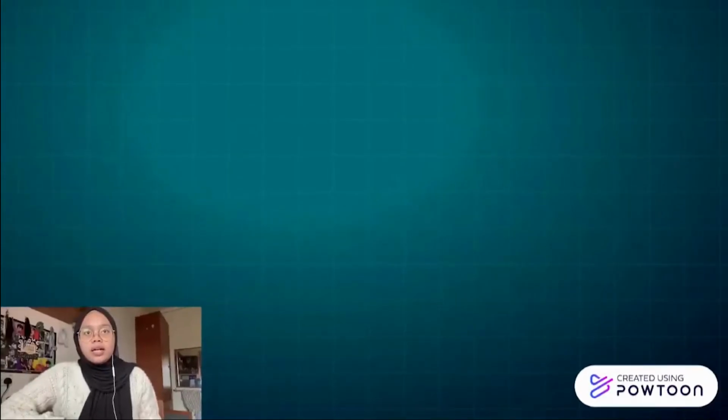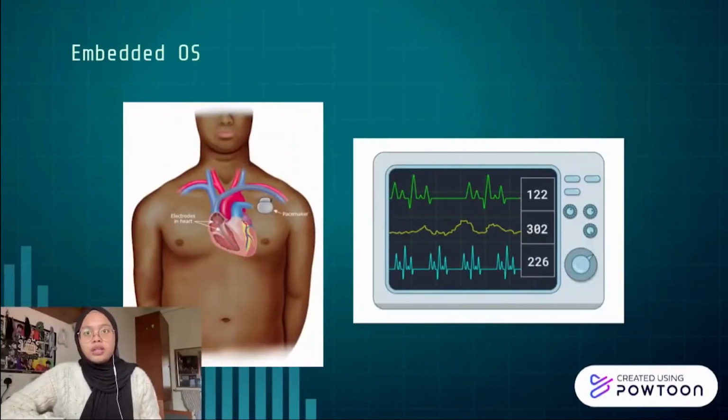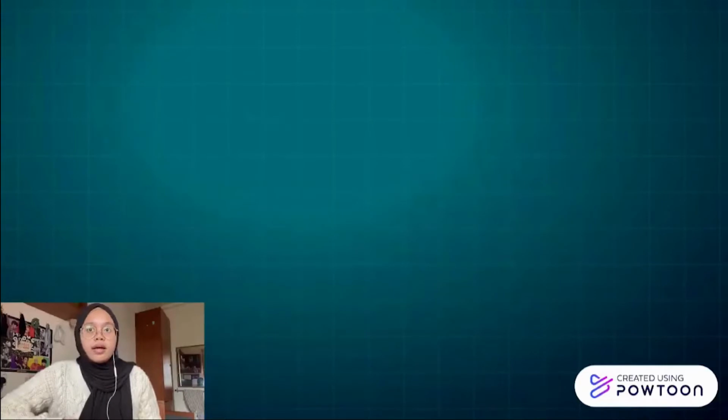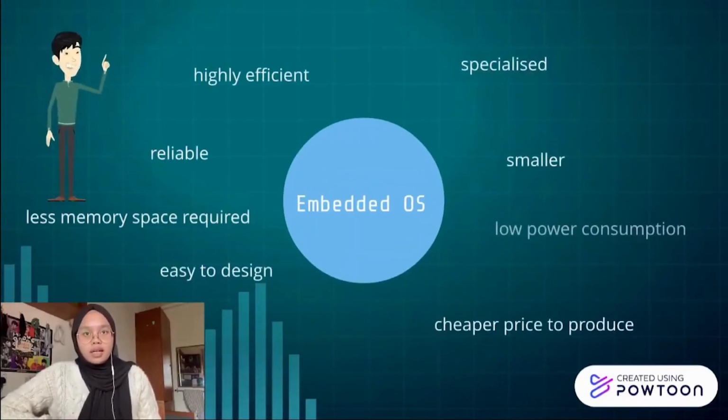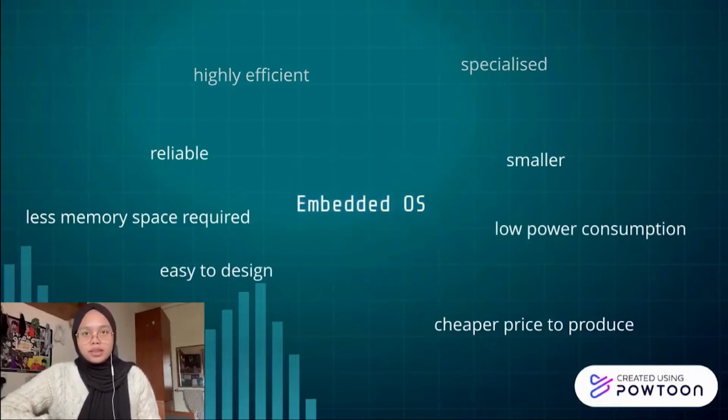An example of an embedded OS is a pacemaker, which is a small device placed in your chest to help monitor and control your heartbeat. If the sensor detects an abnormal heart rhythm, the device will send an electrical pulse to the heart to regulate the heartbeat. Firmware is a type of software used specifically for this purpose, and embedded systems are built to have very close control over the hardware using firmware. Embedded OS are specialized, highly efficient, smaller, reliable, easy to design, cheaper to produce, require less memory space, and usually have low power consumption.